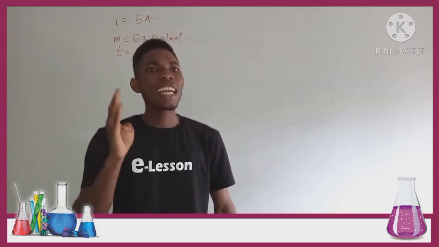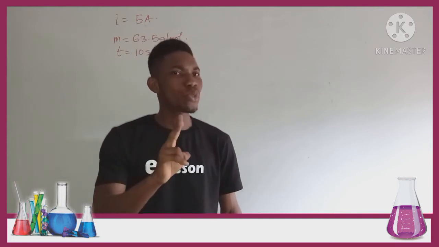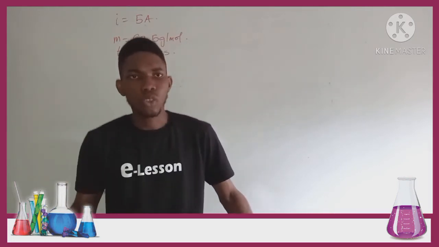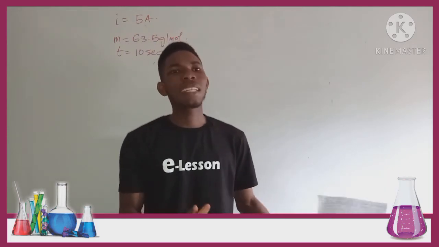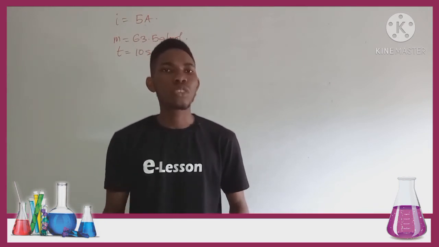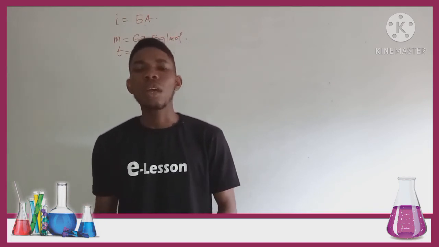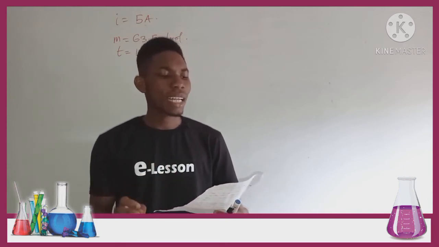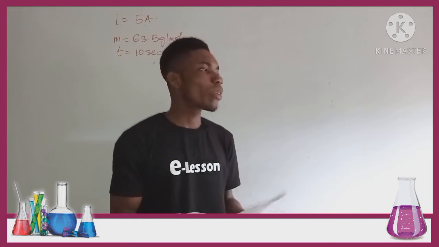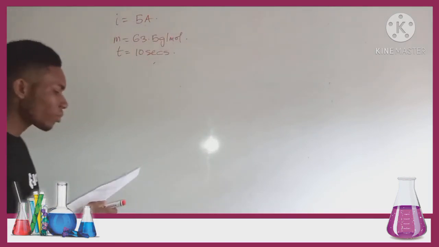Now, in electrolysis, you have two electrodes. I believe this topic is not a new topic to us. The two electrodes are the cathode and the anode. Oxidation takes place at the anode and reduction takes place at the cathode. Now, for this question, we are made to understand that the deposition happens at the cathode, so it's a reduction reaction.